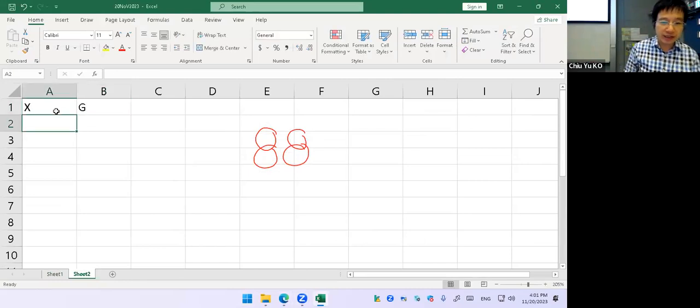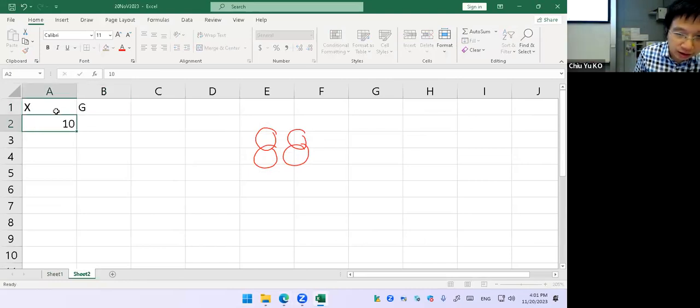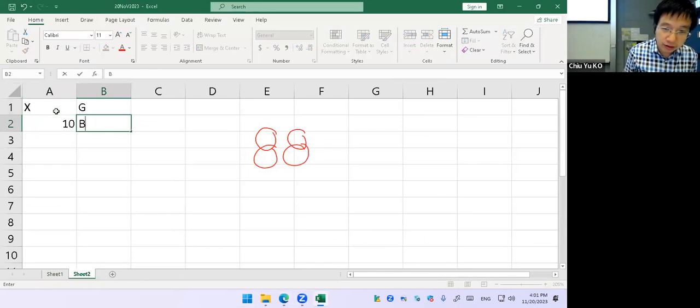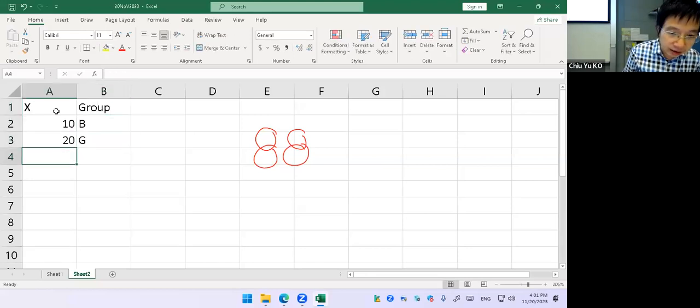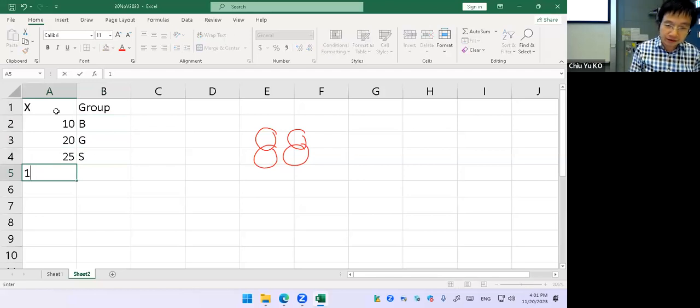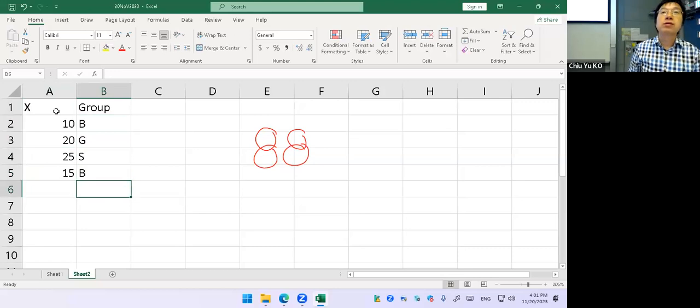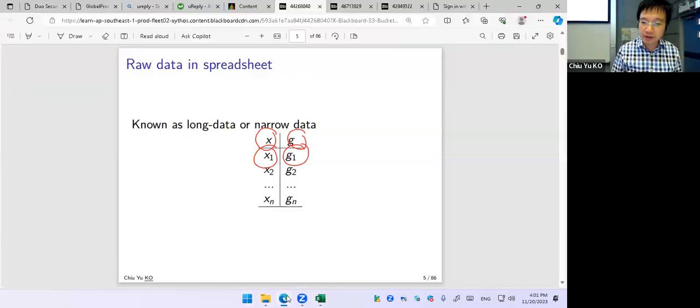So I would have, say, he spent $10, he's a male, a boy. And he spent $20, it's a girl. And he spent $25, he's a senior. Senior means old man. And $15 is a boy, so on and so forth. Overall, we have n number of people, so there's nothing new here. How many groupings do I have? C groupings, depending on the data you have. If C is 2, you don't need to use ANOVA. C is 3 or more.